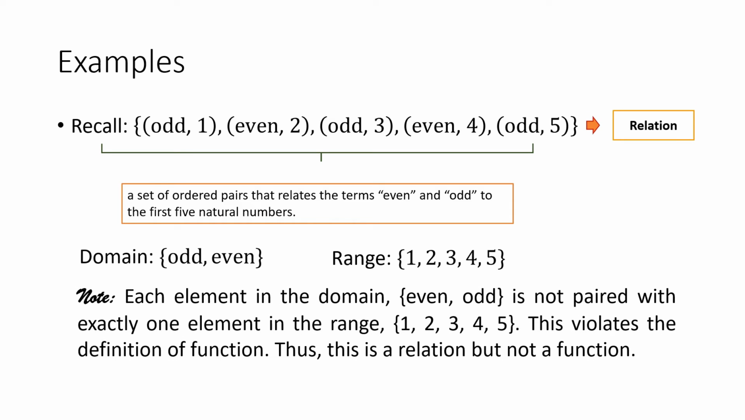Each element in the domain, even and odd, is not paired with exactly one element in the range, because the range is composed of 1, 2, 3, 4, and 5. For example, let us look at this one. Odd is paired with 1. But in this ordered pair, odd is paired again with natural number 3. And in this one, odd is paired with natural number 5. So we have 3 ordered pairs having the same first coordinate but different second coordinates, and that violates the definition of function. Therefore, the relation is just a relation but not a function.